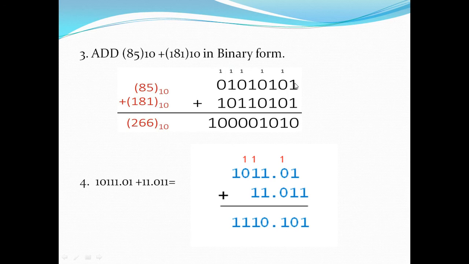First convert 85 into binary form and 181 also into binary. Now we'll start adding. 1 plus 1, two ones, sum is 0, carry is 1. Single 1, so sum is 1 and carry is 0. Two ones, sum is 0 and carry is 1. Single 1, sum is 1 and carry 0. Two ones, sum is 0 and carry 1. Again two ones, sum 0 and carry 1, four times in a row. We keep the last carry here. This is the required sum of these two numbers.